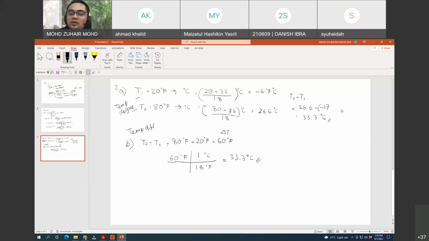Okay, so this is for number 2. Any questions? Do you understand the difference between temperature degree and temperature difference? Okay, good.